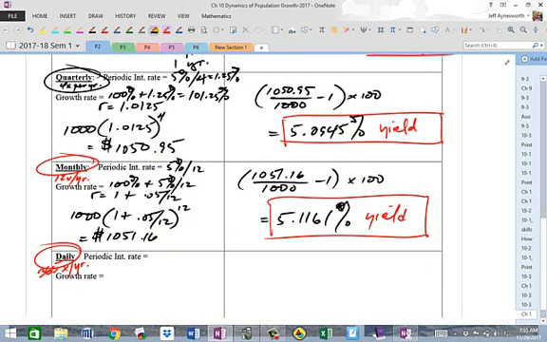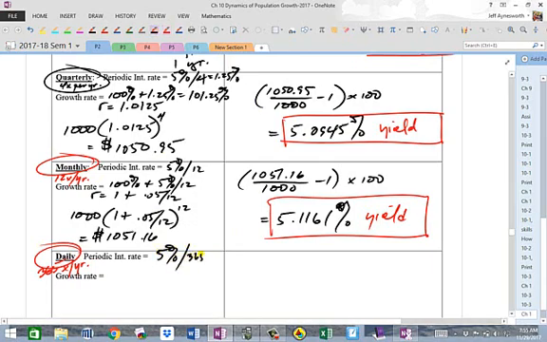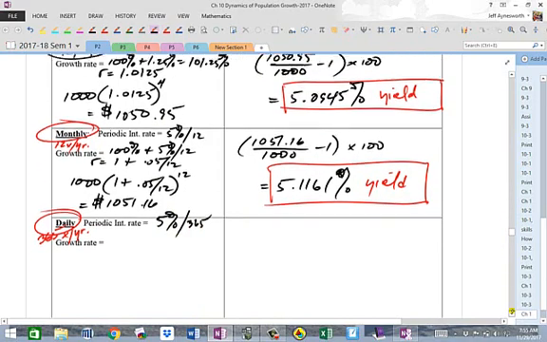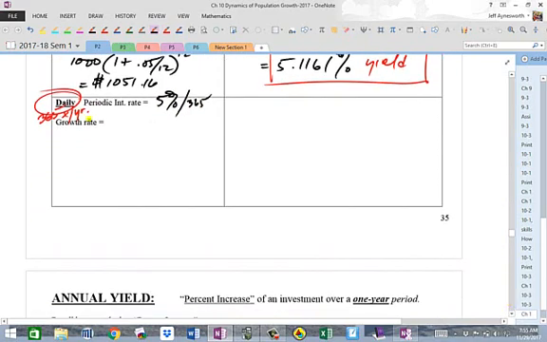So let's calculate our periodic interest rate. So we're going to take our 5% divided by 365. That's called a periodic interest rate. In this case, it's a daily interest rate. So the growth rate would be 100% plus that. Change it to a decimal. So 1 plus 0.05 divided by 365. And then calculate your future value. So we have a $1,000 investment multiplied by our growth rate.